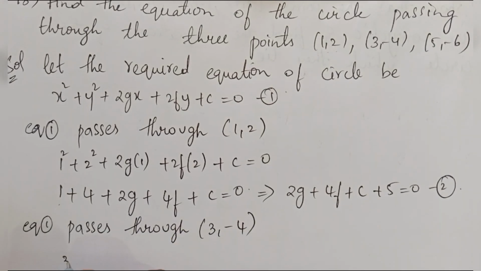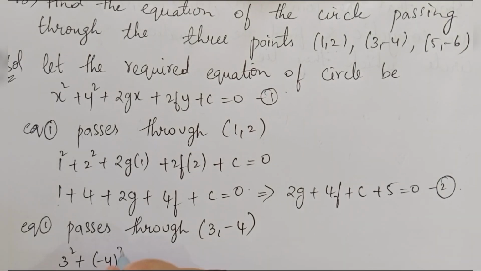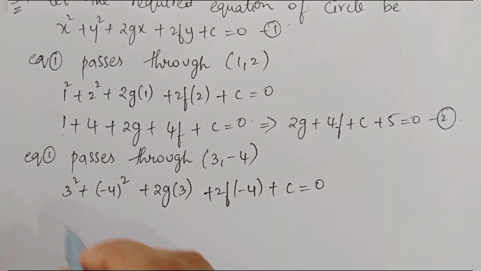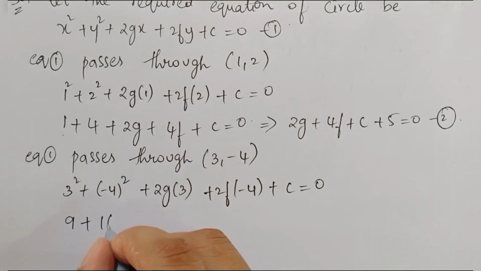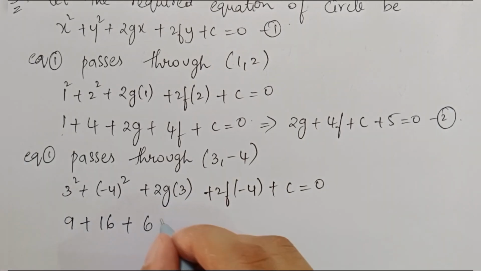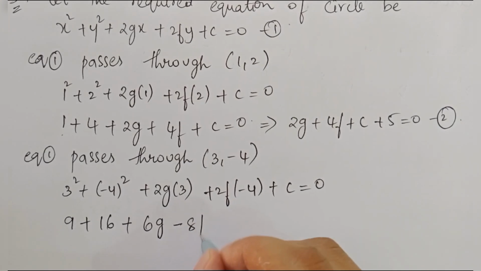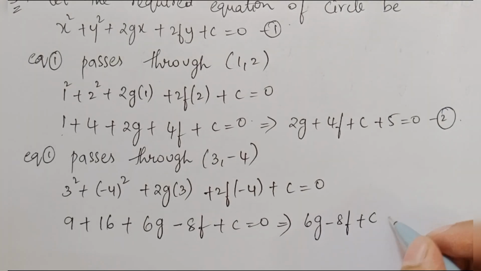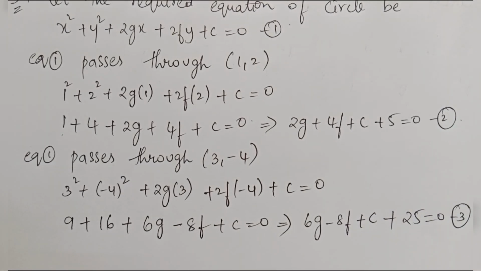So this can be written as 3 square plus minus 4 square plus 2g into 3 plus 2f into minus 4 plus c is equal to 0. So here we'll get 3 square is 9, 4 square is 16, plus 2 into 3 is 6g, minus 2 into 4 is 8f, plus c is equal to 0. So we'll get the equation 6g minus 8f plus c plus 16 plus 9 is 25 equal to 0. Take it as equation 3.